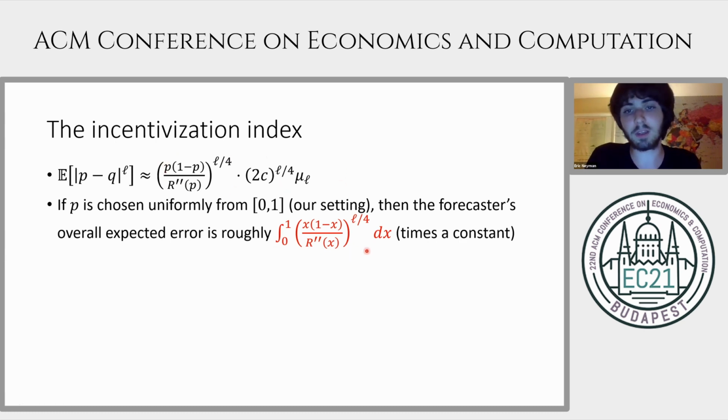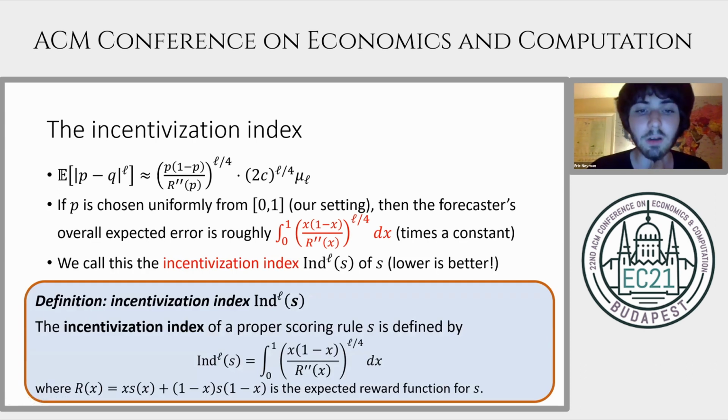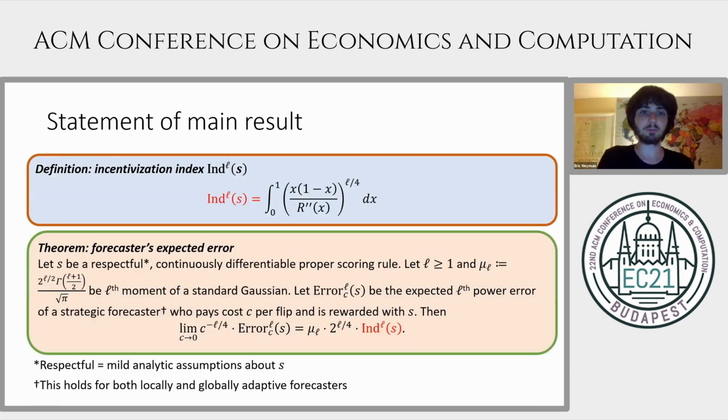So that is equal to the integral, so this integral right here in red, times some constant that depends on c and l. And we call this integral the incentivization index, the ELF power incentivization index of the scoring rule S. So the lower the incentivization index, the better, because the incentivization index captures how far the expert is from the right answer in expectation.